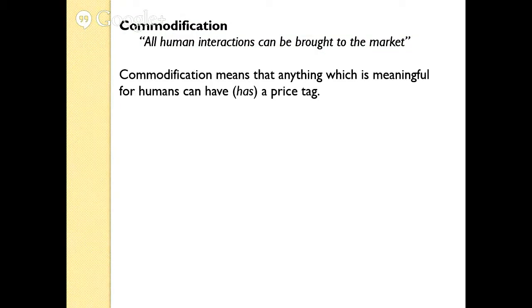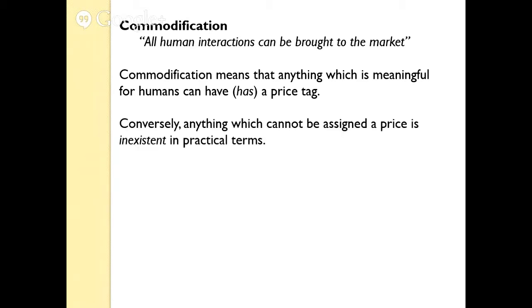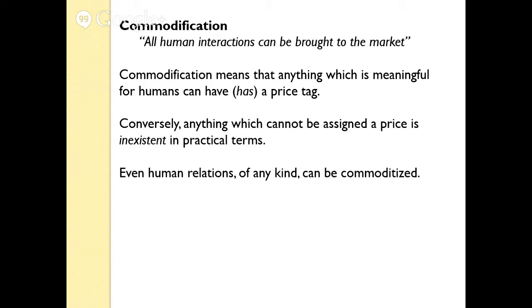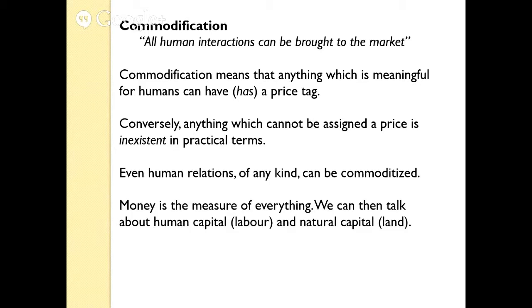Commodification. Commodification can be summed up by saying all human interactions can be brought to the market. So everything can have a price tag. It means that anything which is meaningful for humans has, in fact, a price tag. Conversely, anything which cannot be assigned a price is nonexistent in practical terms. It is not relevant. It's like discussing soul or ghosts. Something which is not interesting in economic terms is as if it doesn't exist. Even human relations of any kind can be commoditized. This is what commodification says. Money is the measure of everything.